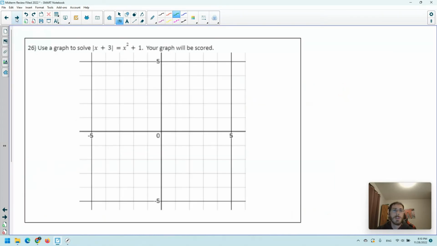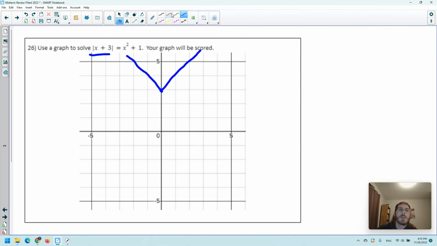All right, 26, another use a graph to solve. Your graph will be scored. So again, kind of seems like we're doing some Unit 1 stuff right after Unit 2, but it's good to kind of split up all the graphing. We'll do each side separately. So here we have absolute value of x plus 3. Here we're counting by 1, so 1, 2, 3. And our slope is going to be 1, so that'll be kind of nice.